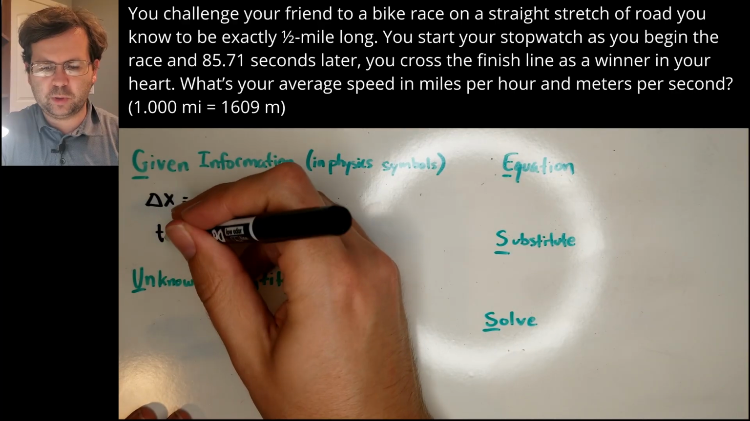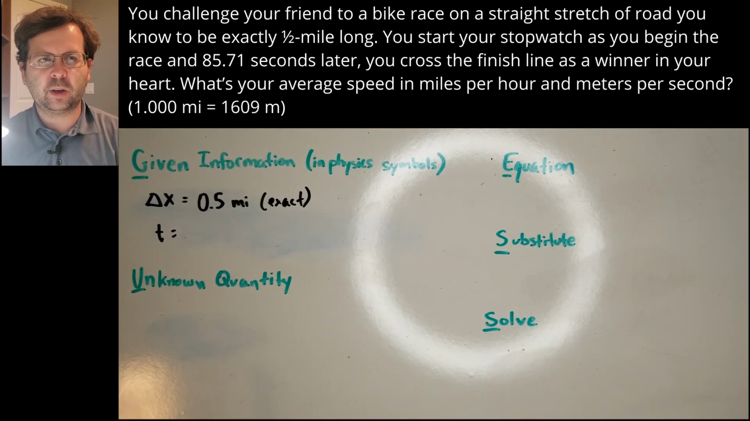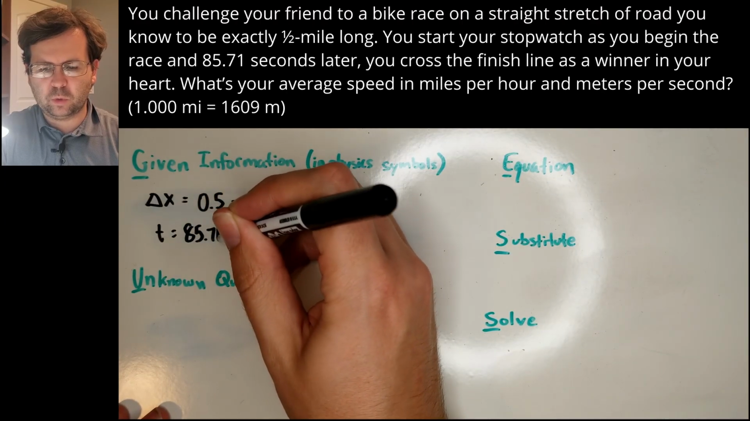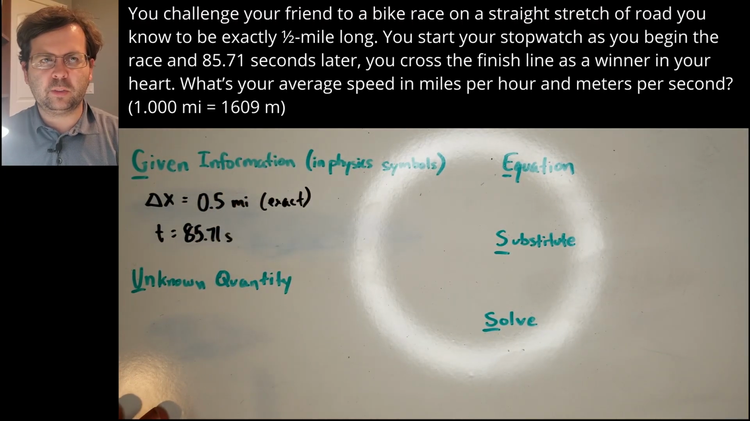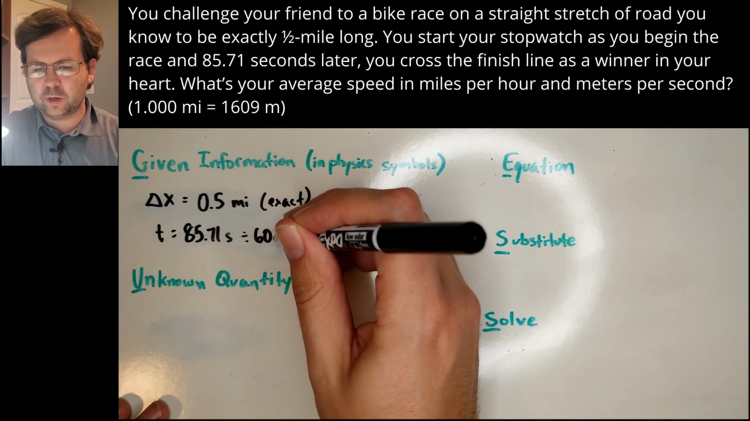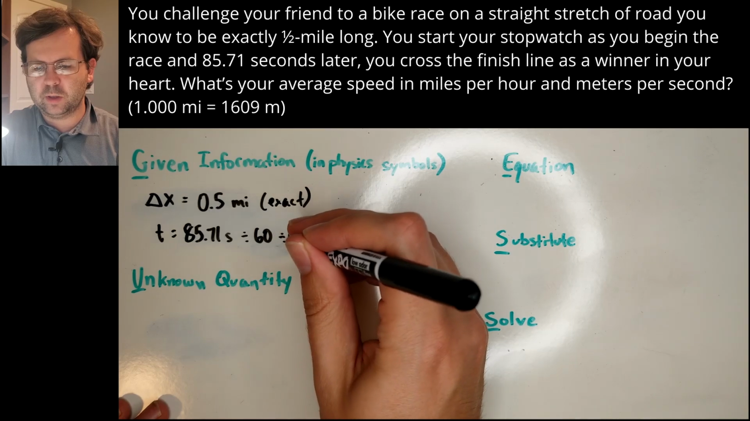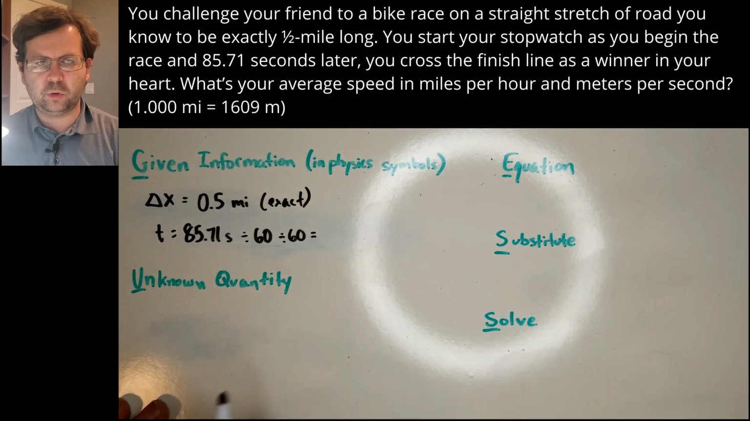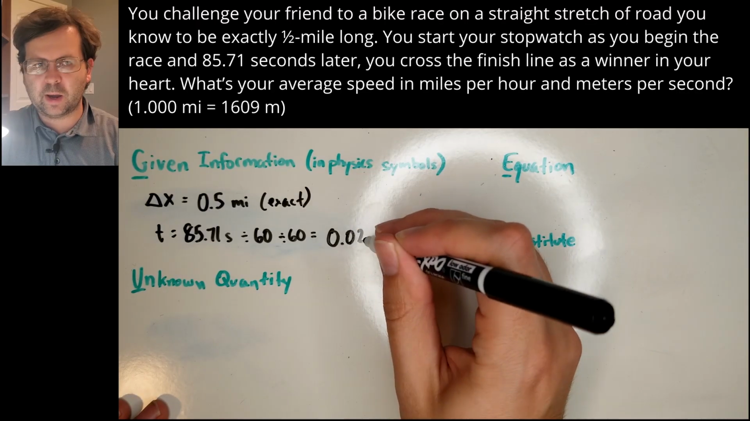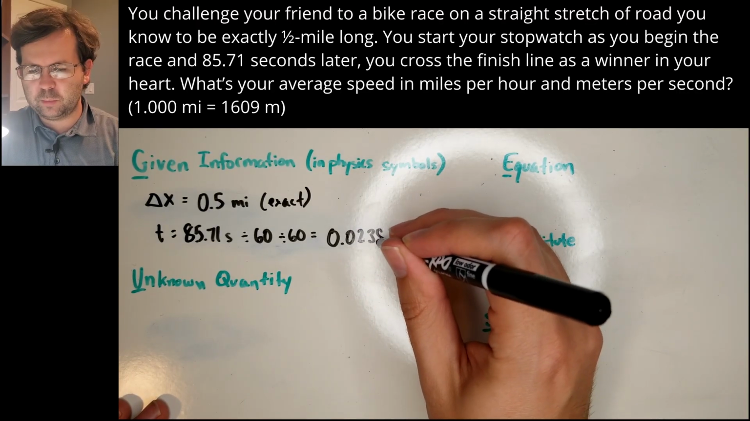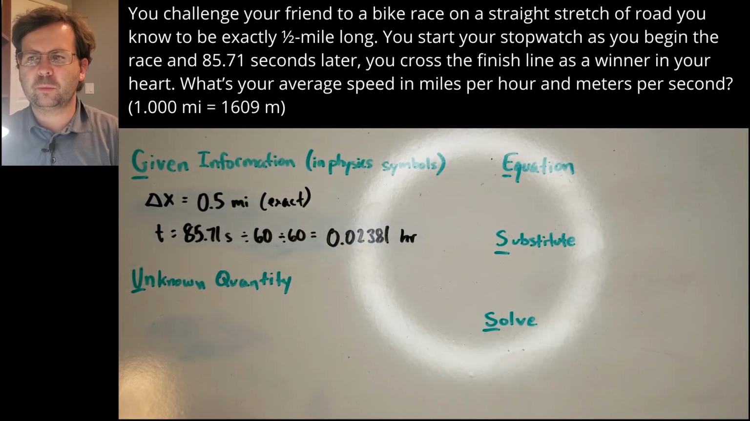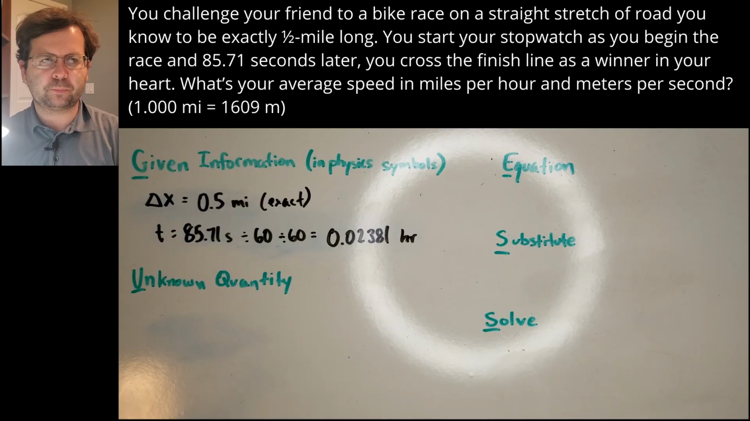Now the time here is a little bit different. We're given a time in seconds, but we need to convert that into hours. In seconds, we have 85.71 seconds. But to get this into hours, we need to divide by 60 to get it into minutes, and then divide by 60 again to get it into hours. After doing that, we have a pretty low number. It makes sense. It's a short amount of time if we're talking hours. So I'm going to keep 4 significant figures here, and this is my time in hours after doing that division.